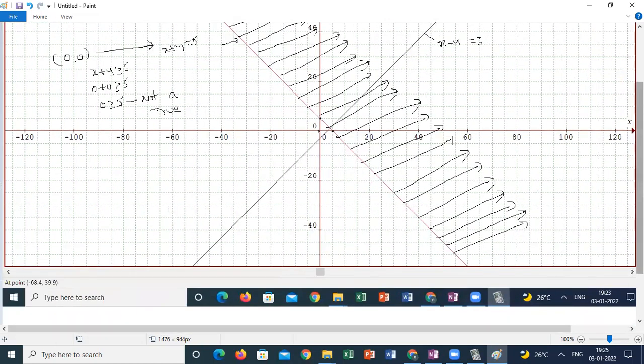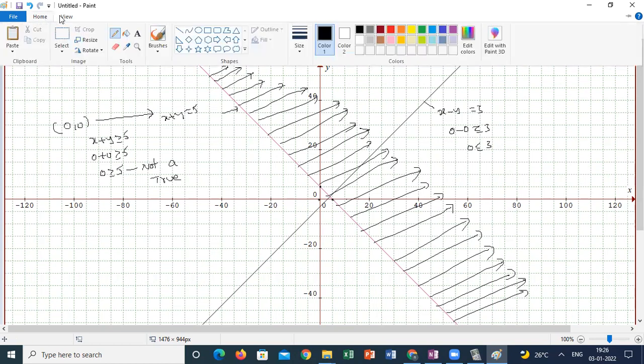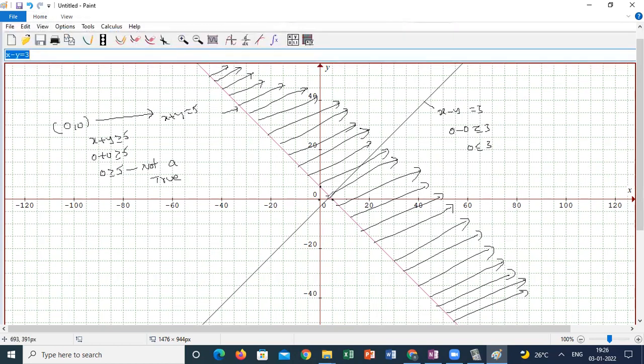And in the same way, taking 0 comma 0 with respect to x minus y, 0 minus 0 is less than or equal to 3, and 0 is less than or equal to 3. So the point is on this side. I am taking it with the red color here. So 0 comma 0 is above the line, on one side of the line. Now my solution set is like this. This is the solution set of the shaded region, including points on the line.